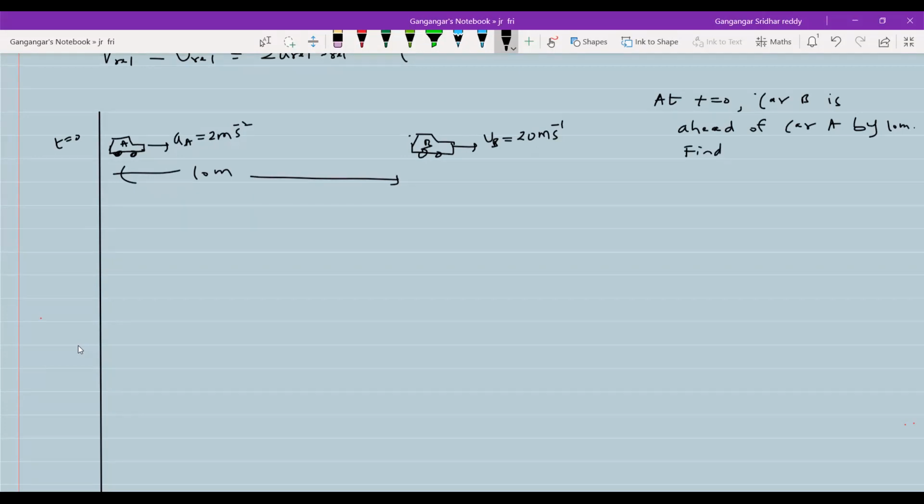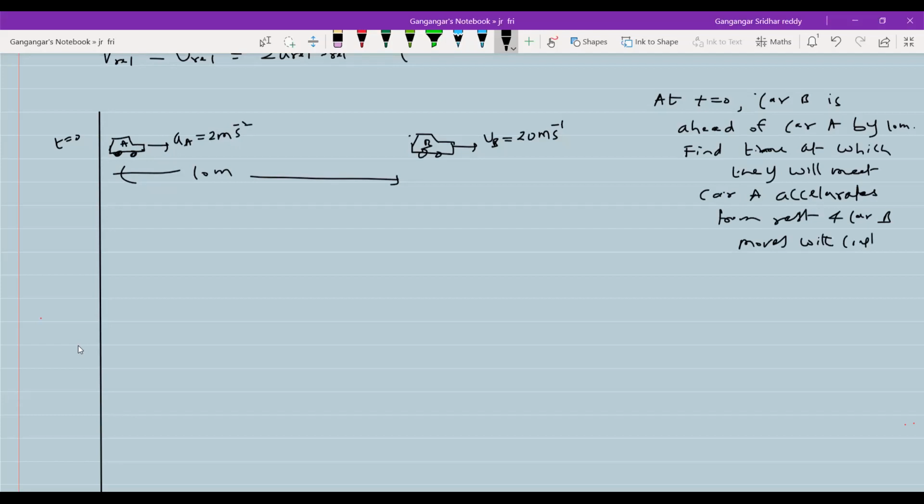Find the time at which they will meet. What is the condition? Acceleration of car B is 0. Initial velocity of car A is 0. I'll write the condition. Car A accelerates from rest, and car B moves with constant speed. Okay, now work it out.